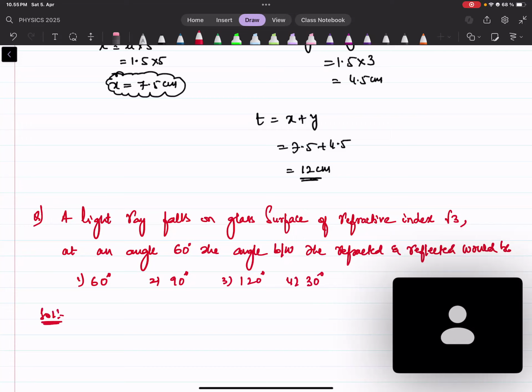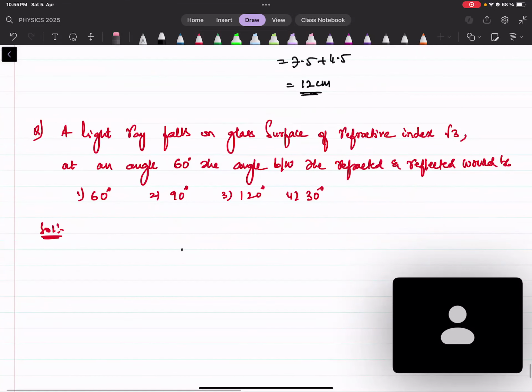Should I try to do it faster? A ray of light falls on a glass slab. This is your glass. This is your normal. A ray of light is incident on this one. This is your incident ray. This is your reflected ray. This is your refracted ray, this is your R. Angle of incidence is how much? 60 degrees. So obviously angle of reflection is also 60 degrees.